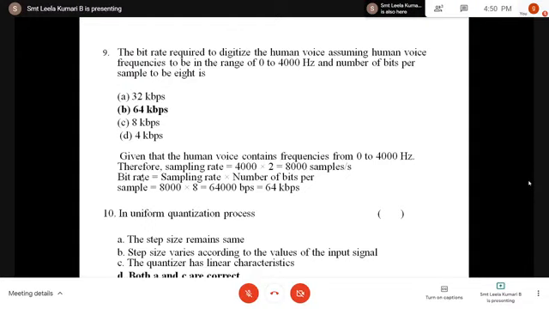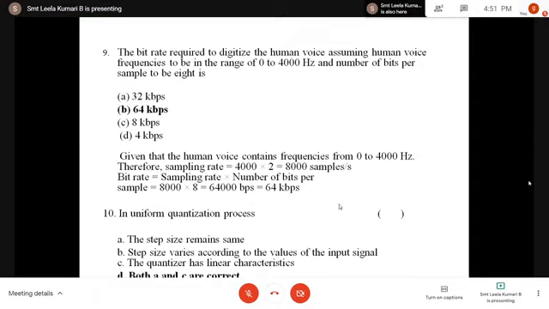And bit rate is given by sampling rate into number of bits per sample. So bit rate, as we have discussed, is equal to sampling rate, which is the baud rate, into number of bits per sample. The number of bits per sample is given as 8. Therefore, the sampling rate is 8000 and the number of bits is 8. So 64,000 bits per second, which can be represented as 64 kilobits per second. So option B is correct.